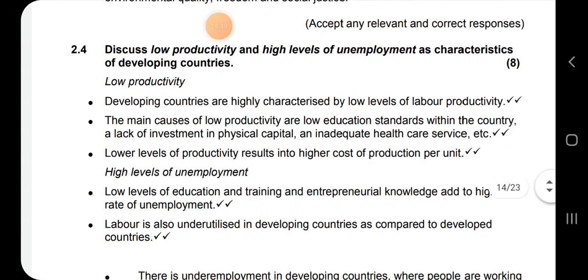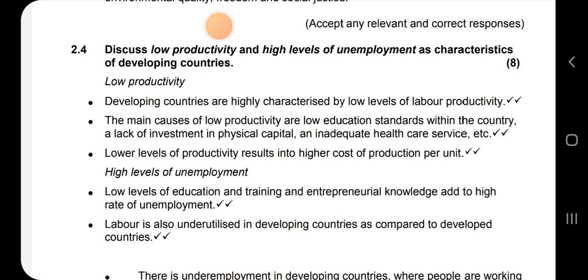And then 2.4 says, discuss low productivity and high levels of unemployment as characteristics of developing countries. So you're going to discuss low productivity and high levels of unemployment. How do you know that this country is developing? Because there's low productivity and there's high levels of unemployment. So you talk about low productivity in detail and high levels of unemployment. I hope you have taken this chapter at school and you understand it.